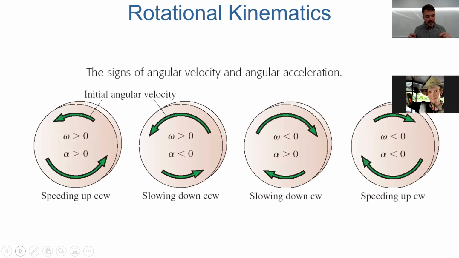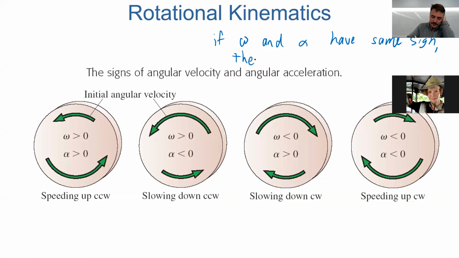The way it goes is that if something's rotating counterclockwise, then omega is positive. And if it's rotating clockwise, then omega is negative. And then the other thing is that if omega and alpha have the same sign, sort of like if v and acceleration have the same sign, then rotation is speeding up. And if they have opposite signs, then it's slowing down.